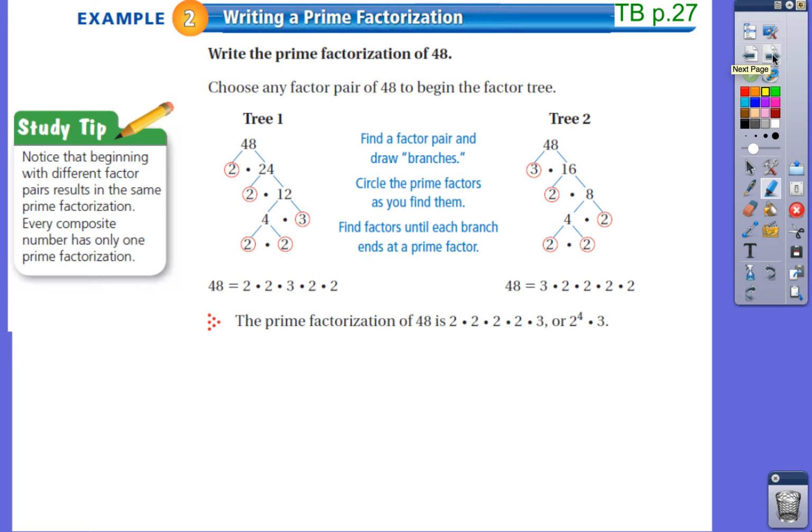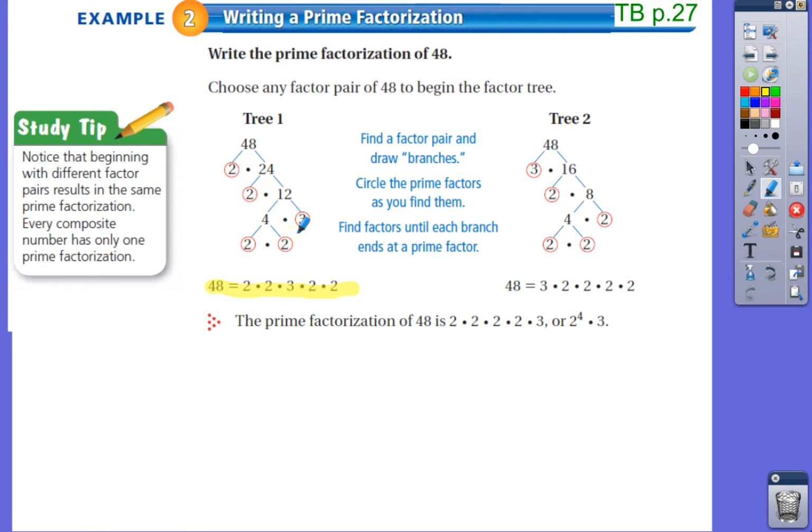All right, let's take a look at an example. Example 2, writing prime factorization. It asks you to find the prime factorization of 48. So for tree number 1, I'm going to do 2 times 24, circle the prime number, keep going with the composite. 2 times 12 is 24, 2 is prime, 12 is composite, so I keep going. 4 times 3, 3 is prime. Then 4, I can do 2 times 2. So the prime factorization of 48 is 2 times 2 times 3 times 2 times 2.